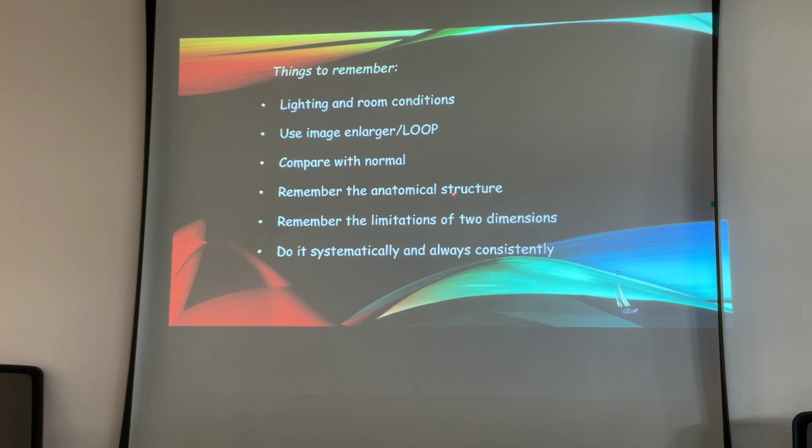Remember the anatomical structure. You need to remember what the normal periodontal ligament and periodontal condition look like. And then remember the limitations of 2 dimensions. Sometimes you cannot see the lamina dura, but it's still intact in that patient, because that is 2 dimensions. Sometimes it's superimposed. And do it systematically and always consistently.